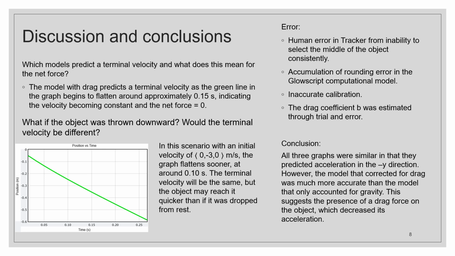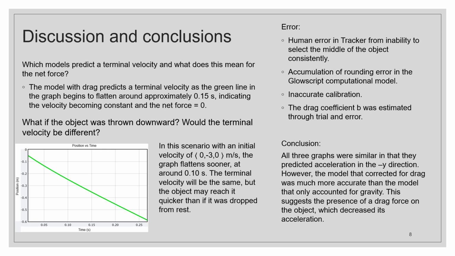For the second question, if we threw the object downwards rather than dropping it from rest, we would still reach the same terminal velocity because it is only dependent on the drag force and independent of the initial velocity. Using the model with drag in a scenario where the initial velocity is 0, negative 30 meters per second, the graph seems to flatten earlier at 0.10 seconds. This suggests that the time taken to reach terminal velocity may change.